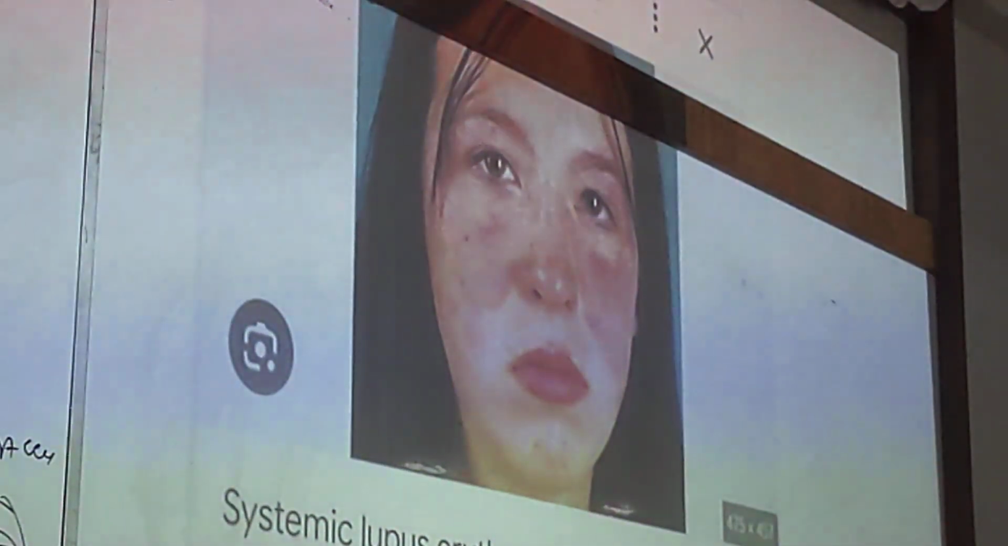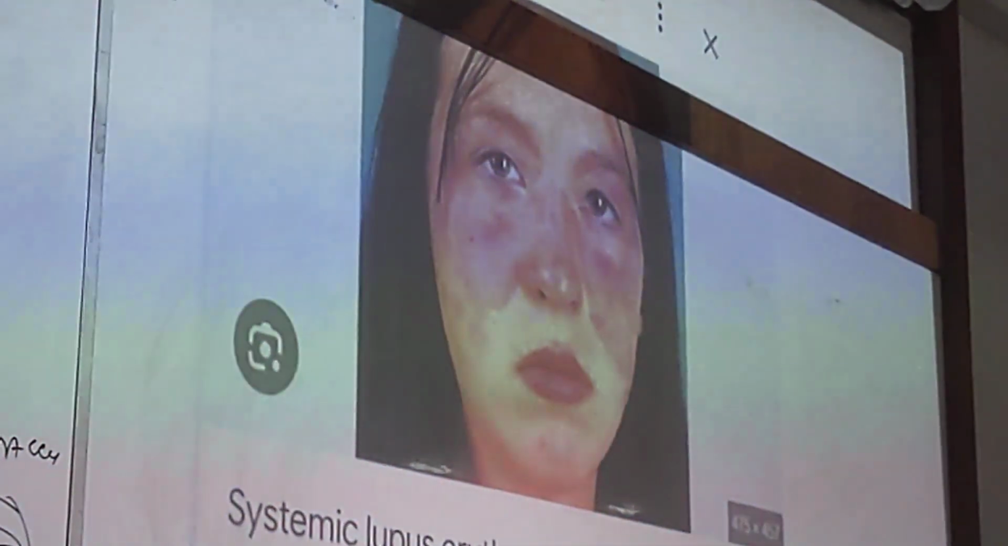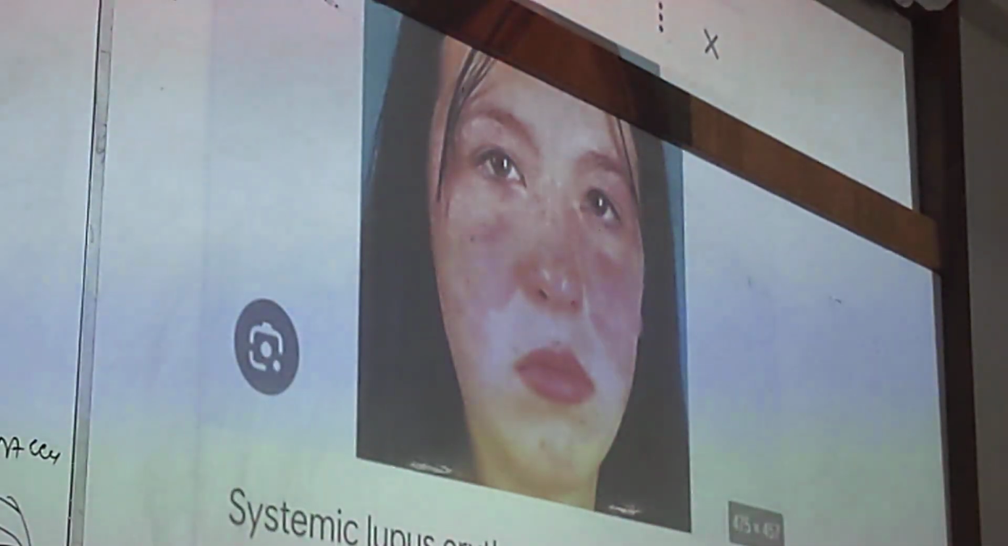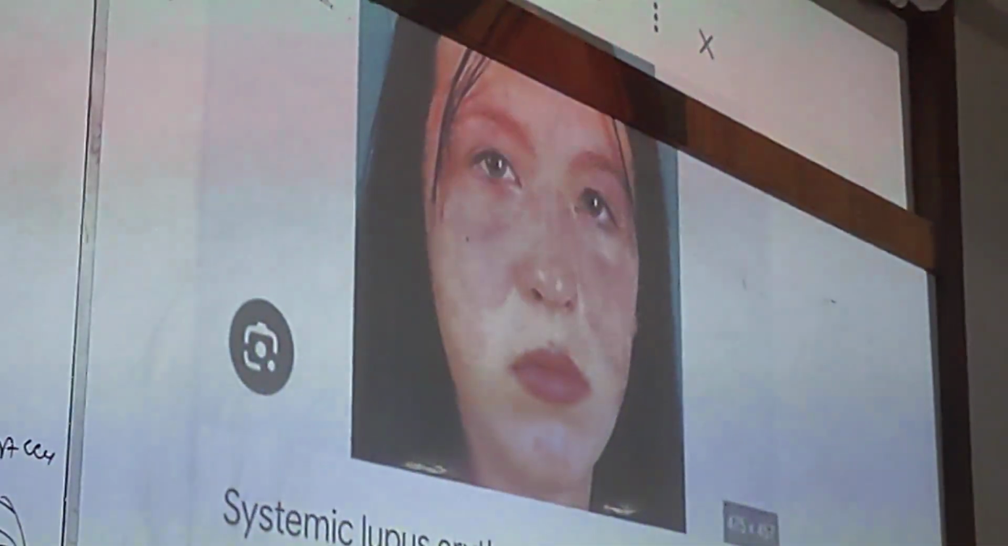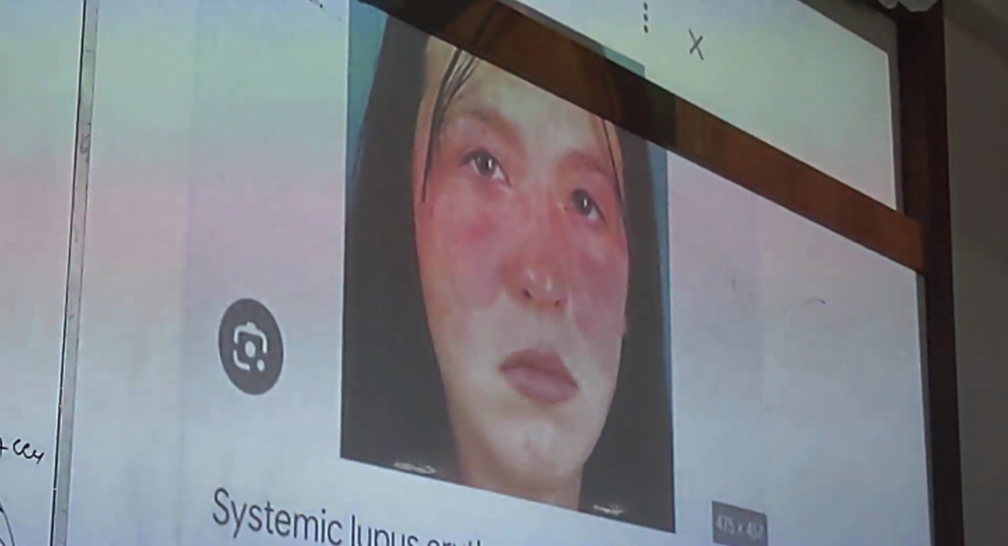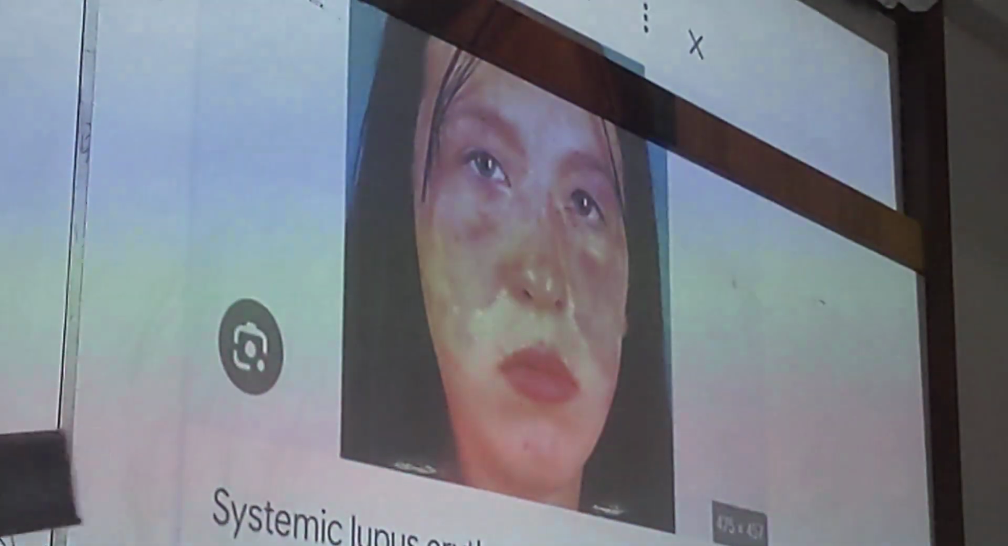Because in the LE cell phenomenon, these abnormal antibodies start attacking other tissues of the body, like kidney, liver, everything, cartilage, and bone of the synovial joints. All these things will be affected or destroyed by these antibodies, leading to further complications in the patient. So this is all about systemic lupus erythematosus and the LE cell phenomenon. I have given you brief notes, you can go through them.